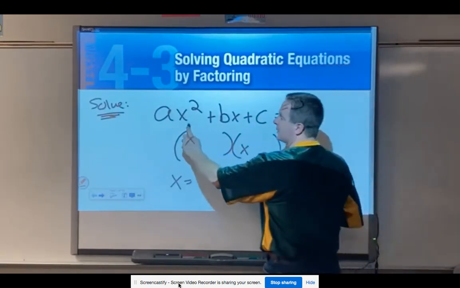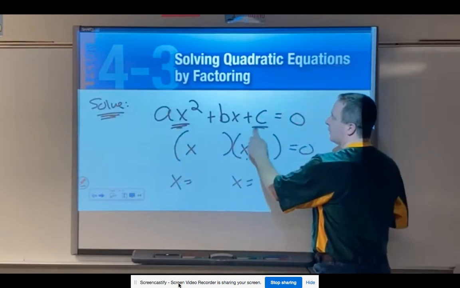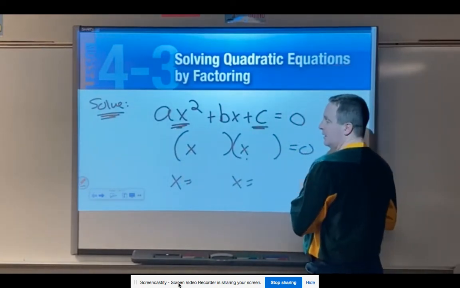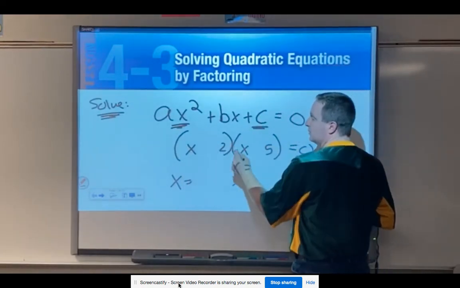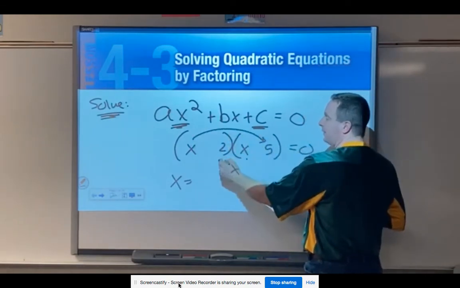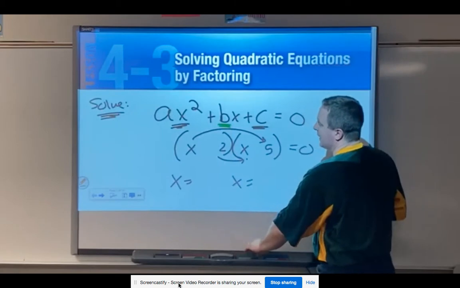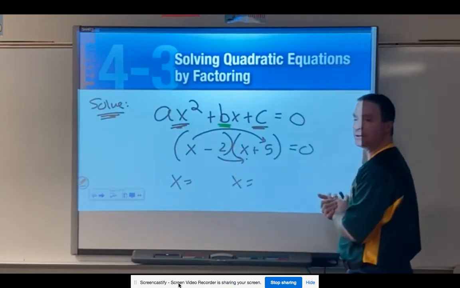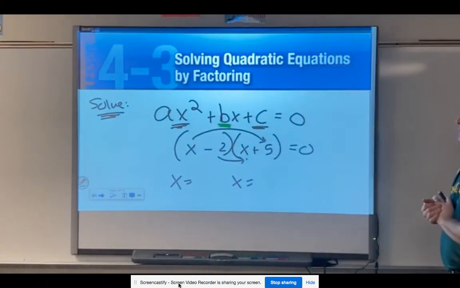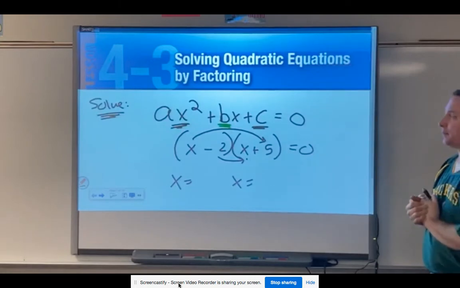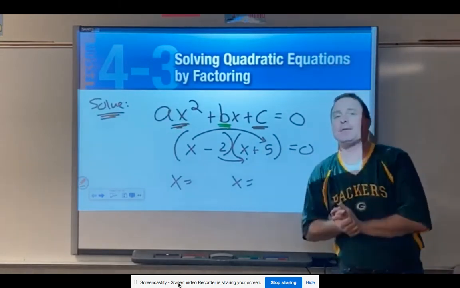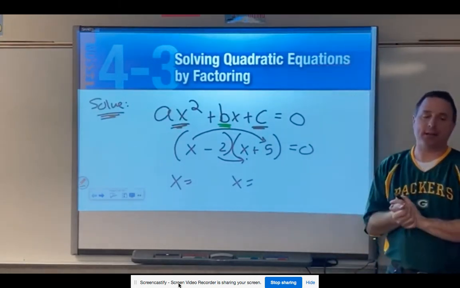We looked at the factors of the first number, x and x. We looked at the factors of the last number, and I'm just going to make this up, 5 and 2. And then we did this foiling stuff where we tried to get it to equal the middle number. Then we could put pluses and minuses in here to find the solutions. That's kind of what I'm talking about when I'm talking about factoring. You guys have done it before. It's been a while, but maybe this will get some of the cobwebs out.